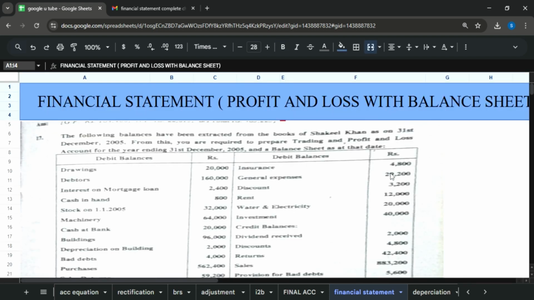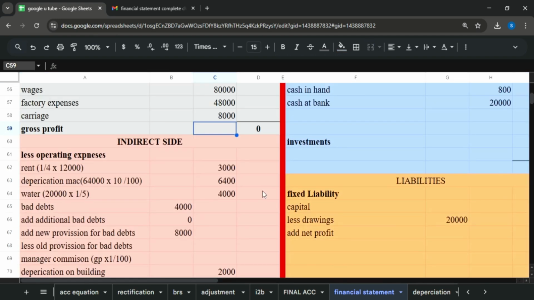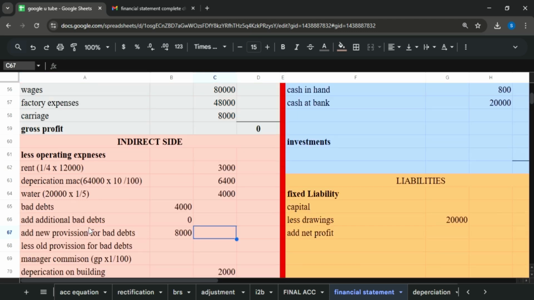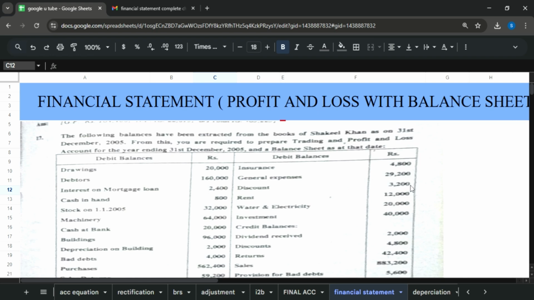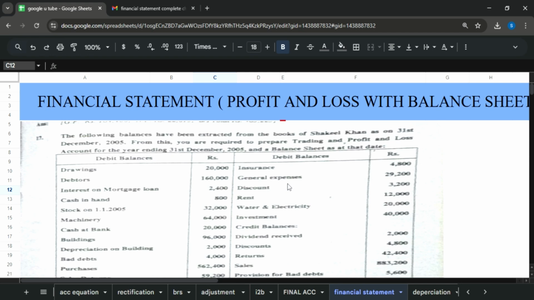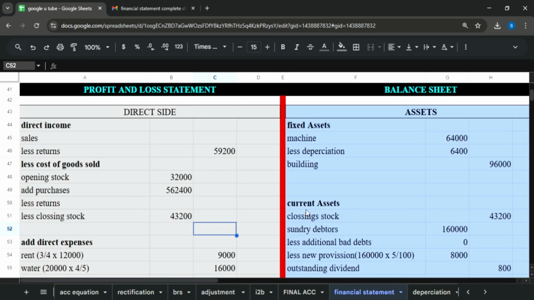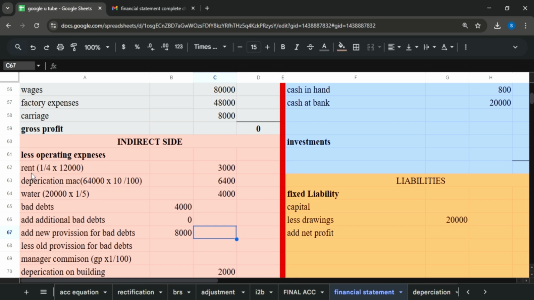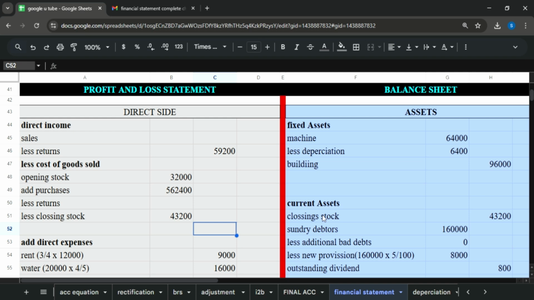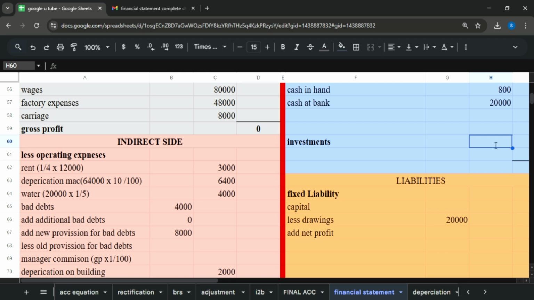Okay, after general expenses we have discount. Since it is written on debit side, discount would be considered as other expense. So here you will be writing discount, amount of which is 3,200. So here you will mention 3,200, discount is written. After which rent, water, electricity, this has already been written. Okay, the next step is to write investment 40,000. Let's put 40,000 of investment over here.